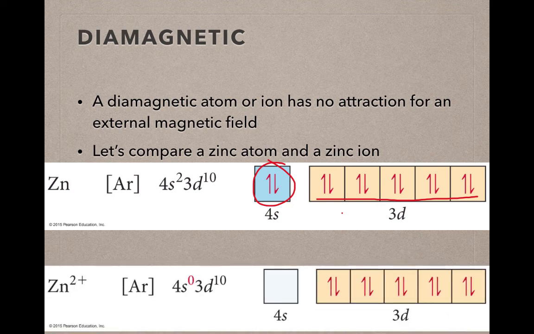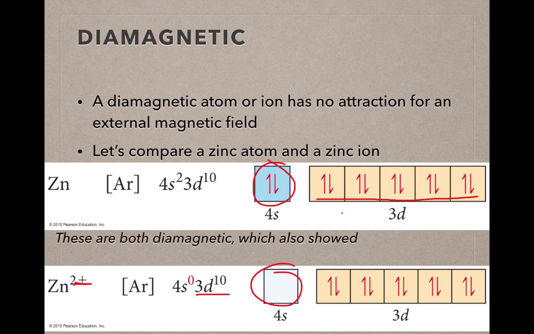If we look at our zinc 2+ ion, I lost 2 electrons and they came out of the 4s there. So all I have is 4s0, or just don't write it, 3d10, which still has all of my electrons paired. So the zinc 2+ ion is still considered to be diamagnetic.